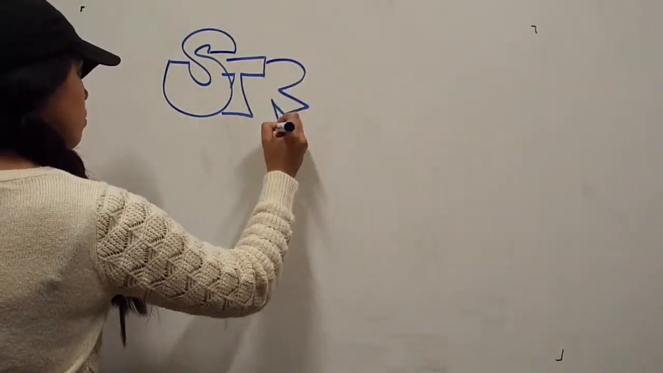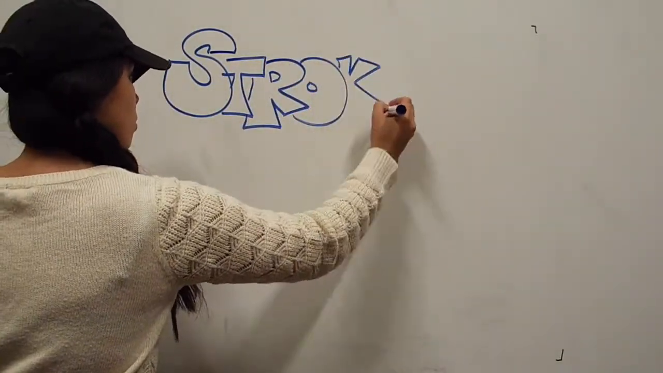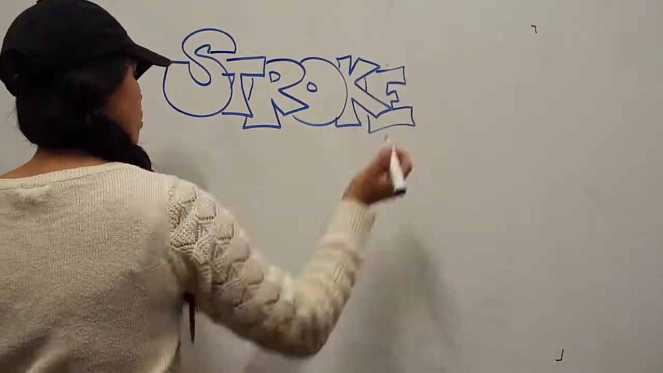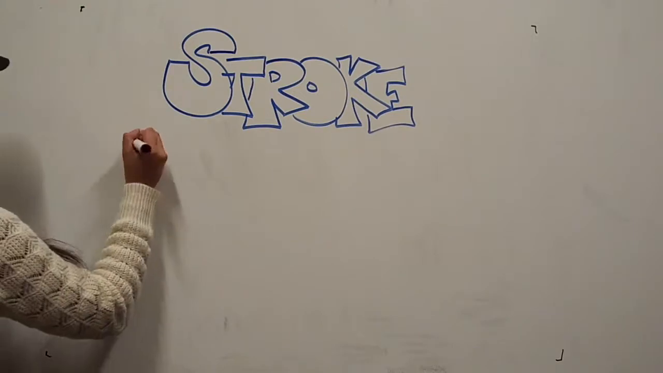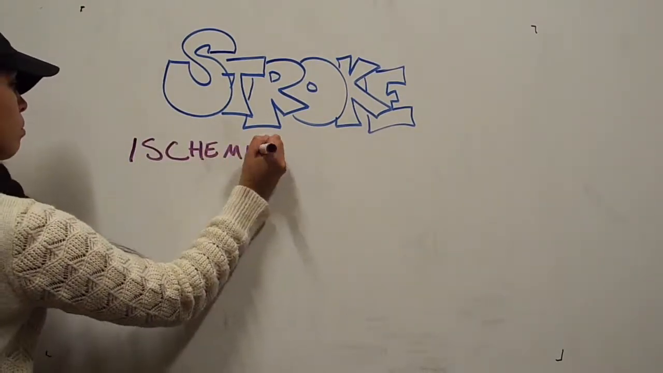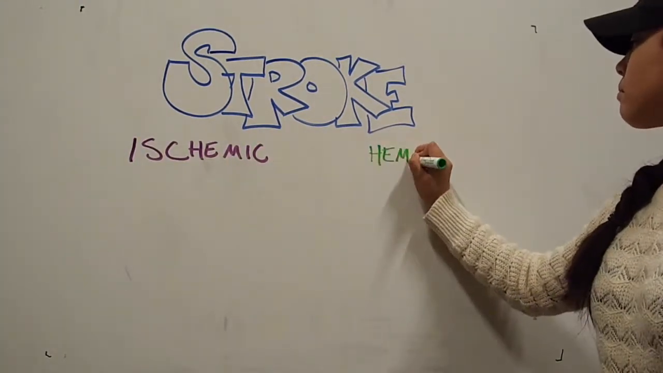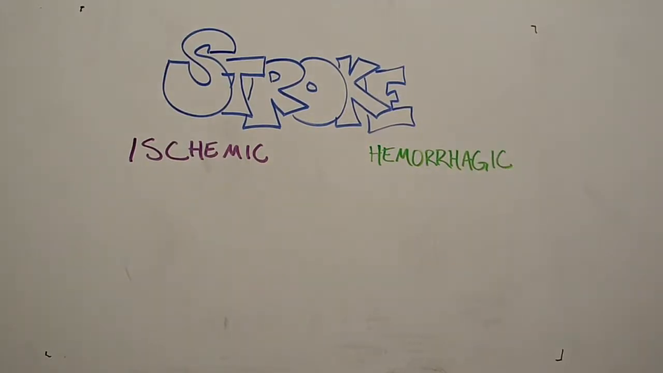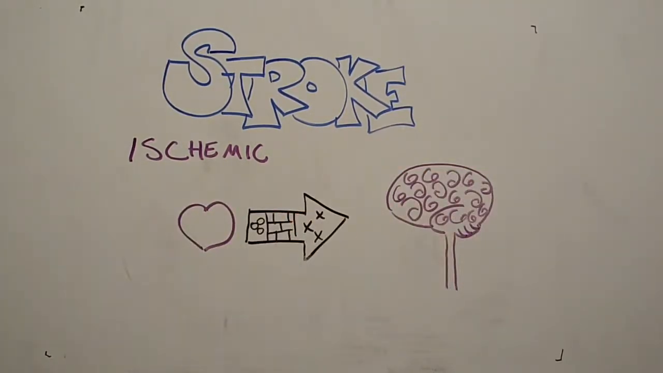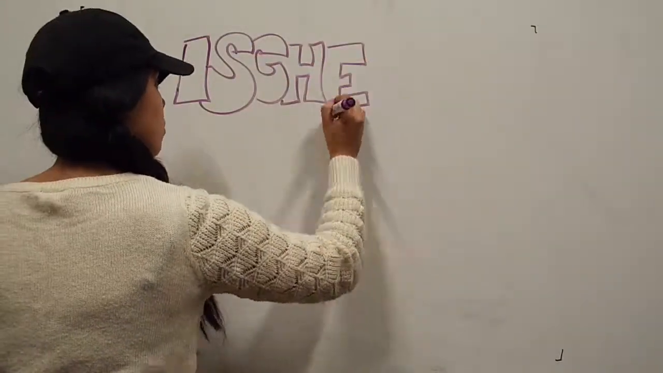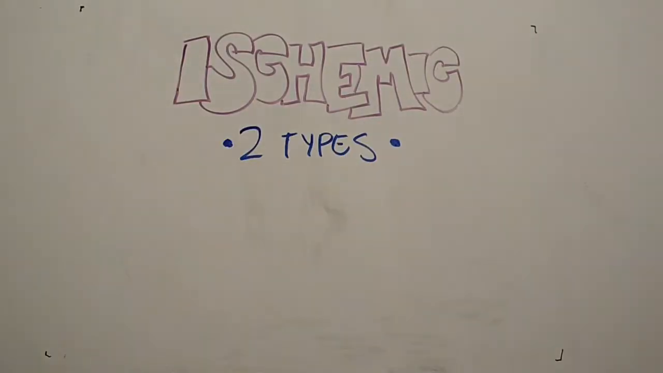Strokes can be explained as brain tissue death due to insufficient blood flow. When the brain cannot get adequate oxygen and nutrients, the cells cannot survive. A stroke can be categorized into two types: ischemic and hemorrhagic. Ischemic strokes occur when the blood flow is blocked from reaching the brain cells. Ischemic strokes can be separated into embolic strokes and thrombotic strokes.